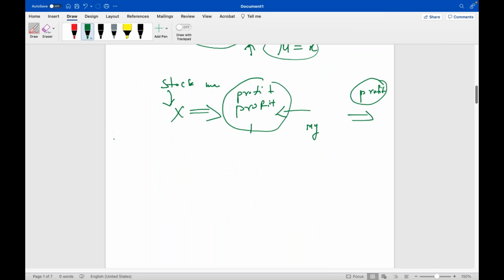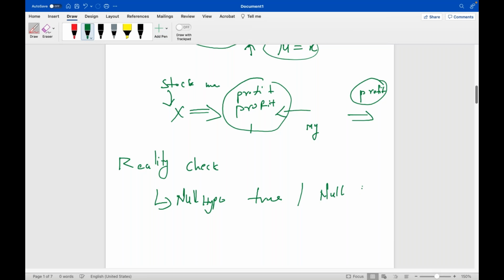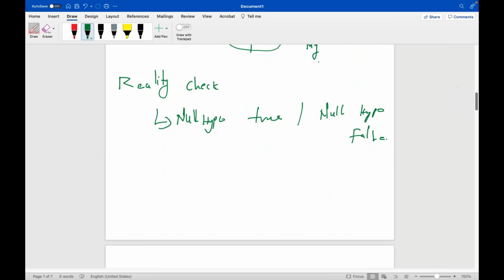So the null hypothesis is always a reality check. You just need to remember only one thing. You don't need to remember the alternate hypothesis, because it is exactly the opposite of the null hypothesis. So the reality check means the null hypothesis is true, or the null hypothesis could be false. That means our assumption may be correct, or my assumption may be wrong.